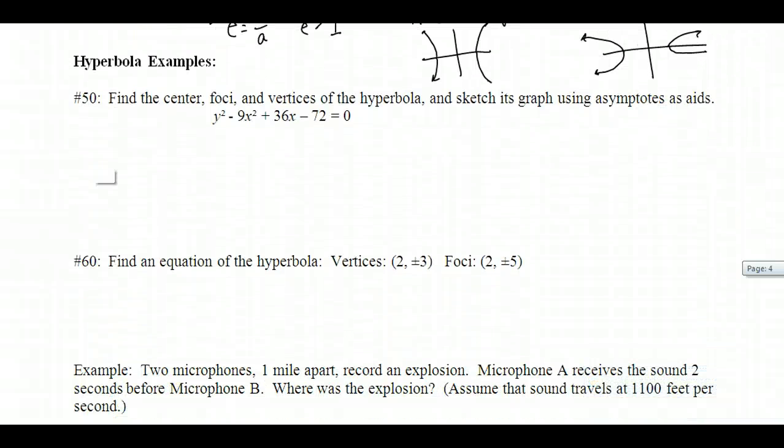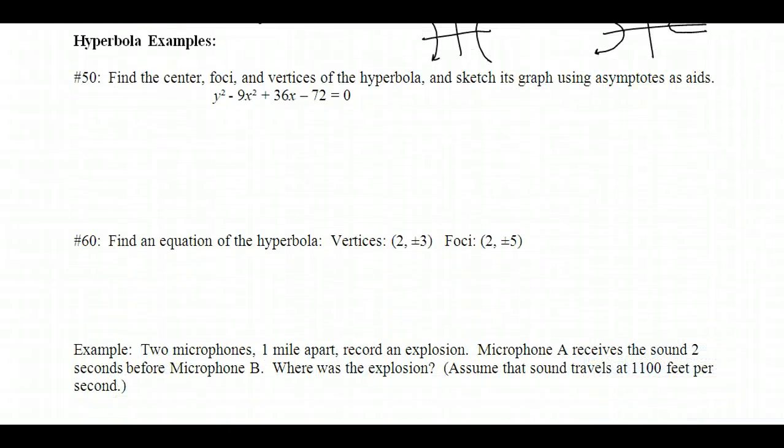We have a couple examples here. The first one is very similar to the others that we did with the ellipse and parabola. Find the center, our foci, and vertices of the hyperbola, and then sketch its graph using asymptotes as its aid. Looking at it, we know that we have a hyperbola right away. We have y squared and x squared. Well, because they're both squared, that rules out our parabola. We're subtracting, so it's kind of a hint as well.